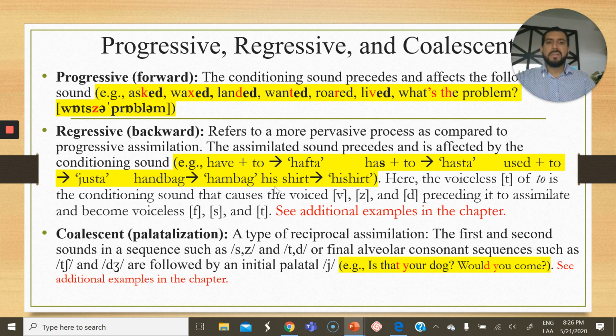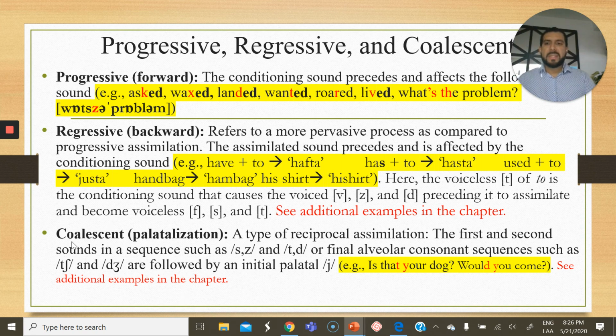You have a voiced alveolar sound here, "his", and then you have a voiceless fricative sound here. And so what happens is that these two sounds come together, and then you end up with "his shirt". Not anymore "his shirt", but "his shirt". For example, his shirt is beautiful, his shirt is big, his shirt is small, and so on and so forth.